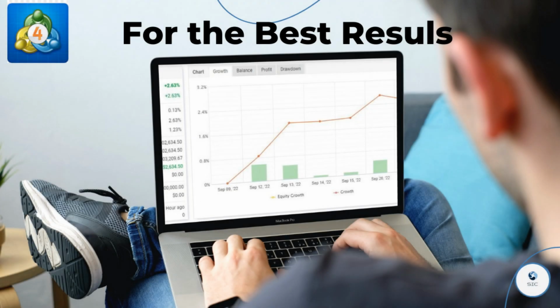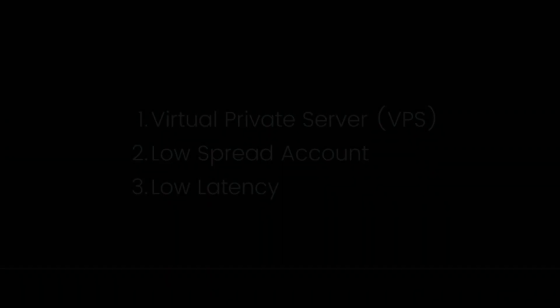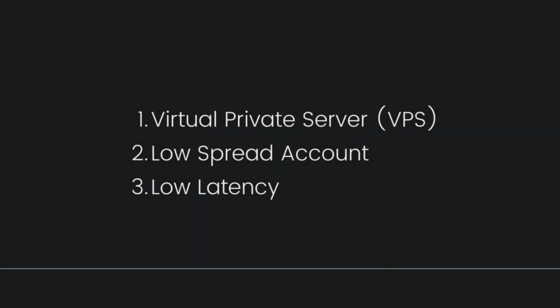For the best trading results, I recommend using a reliable VPS system for your automated trading software. A low or raw spread account can affect your profits, so make sure to find the best account type. Lastly, low latency. Order execution speed can really make a big difference when it comes to high frequency bots.